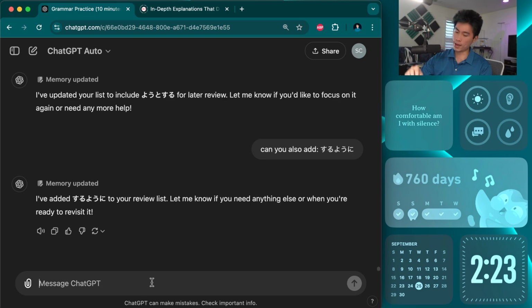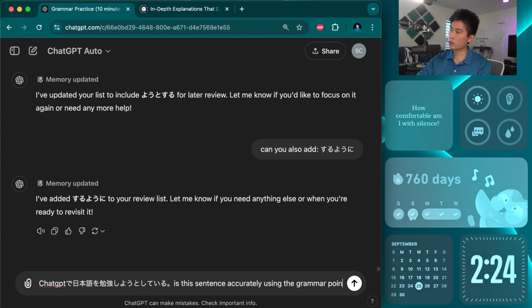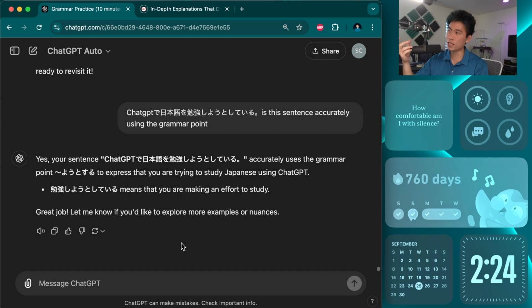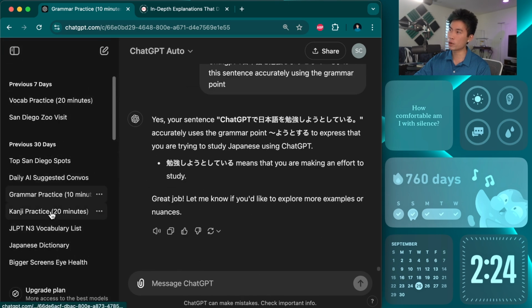So let's just do one last thing, which is creating my own sentence. Let's do ChatGPT で日本語を勉強しようとするとしてるでいる. Is this sentence accurately using the grammar point? Okay, it says that I'm using it correctly. That's good enough for me for now. Best sentence I can come up with on the spot. Let's move forward. I think we definitely did way more than 10 minutes for grammar practice.